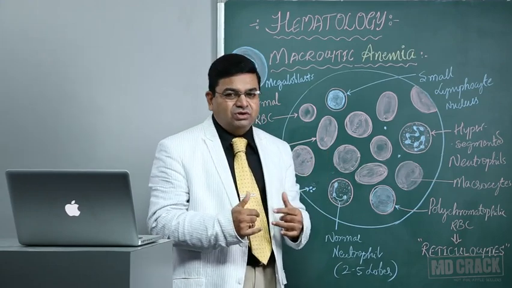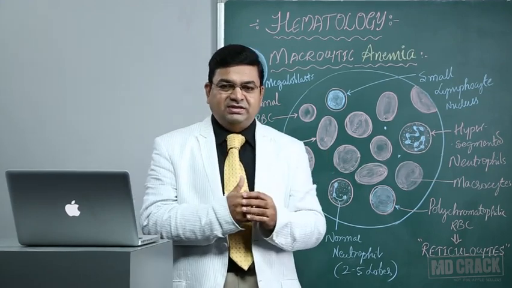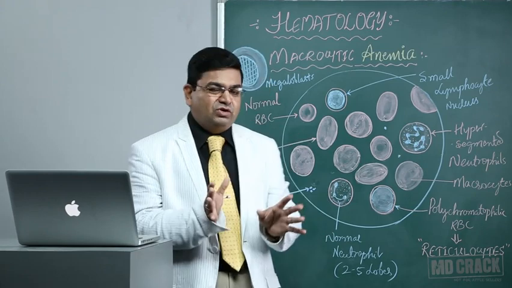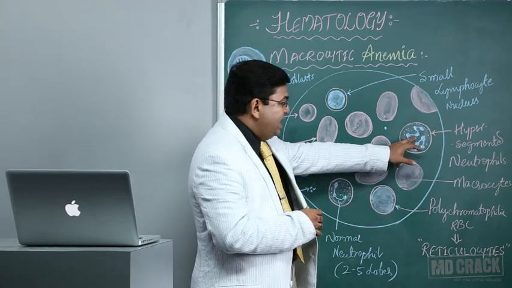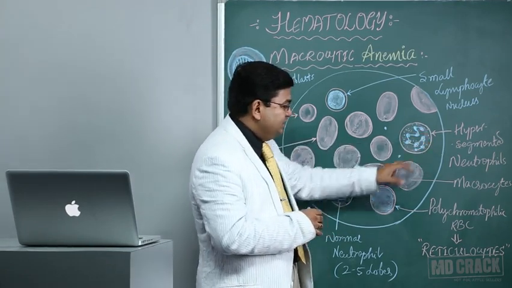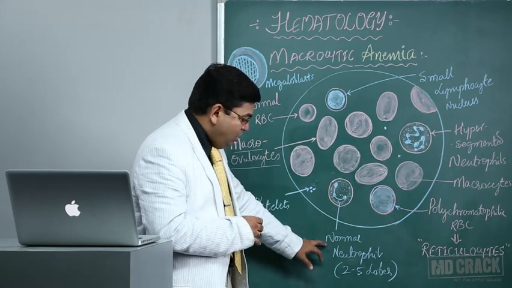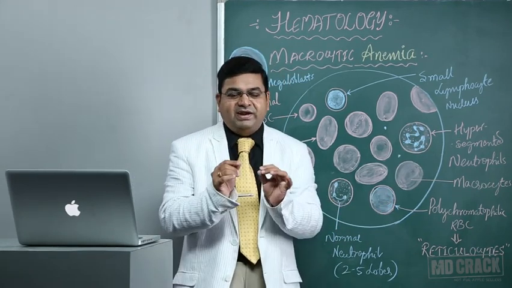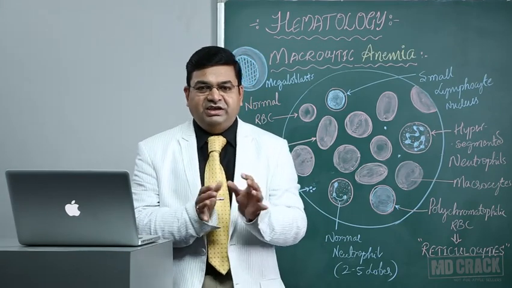Second is the WBC count. The total WBC count can be less; they can have a leukopenia. But the most important finding is the presence of hypersegmented neutrophils. What is the normal nuclear lobe count? It is around 2 to 5.